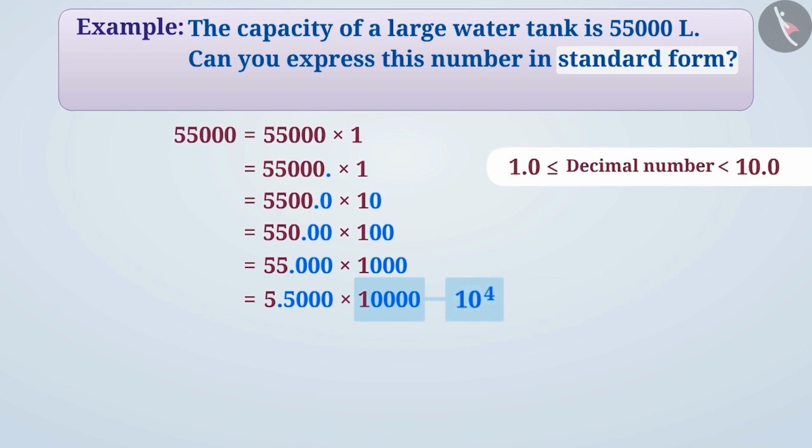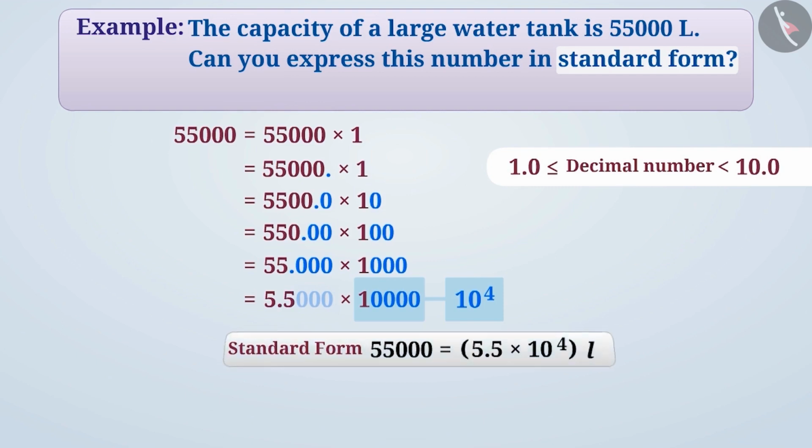At the same time, any zero placed after the last non-zero digit after the decimal point has no value, so we ignore them. This gives us the standard form of the given number as 5.5 into 10 to the power of 4. Therefore, the capacity of the water tank can be shown as 5.5 into 10 to the power of 4 liters.